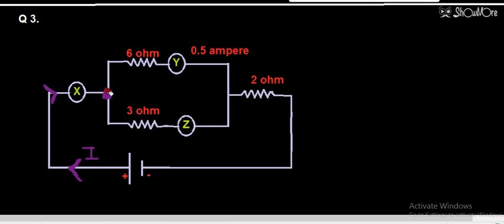Some current will flow through the 6 ohm resistance. Let's name it as I1. And some current will flow through this 3 ohm. Let's name it as I2. So I1 flows through the 6 ohm resistance, and I2 flows through the 3 ohm resistance.